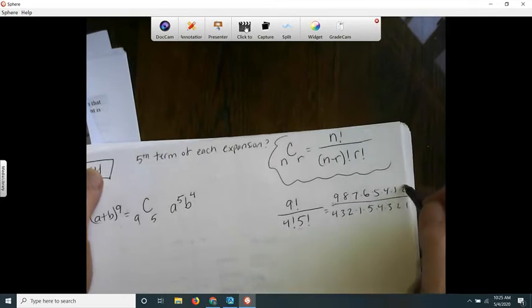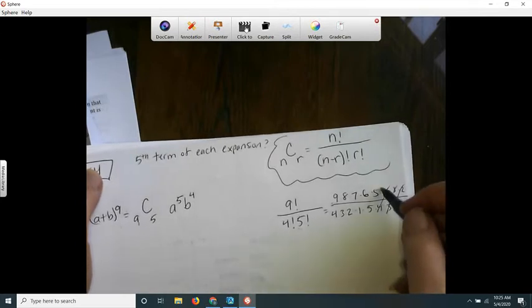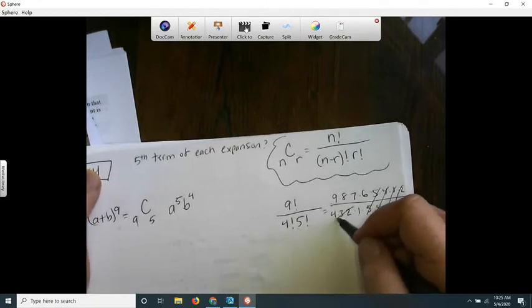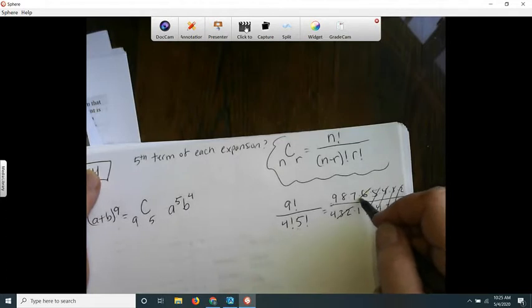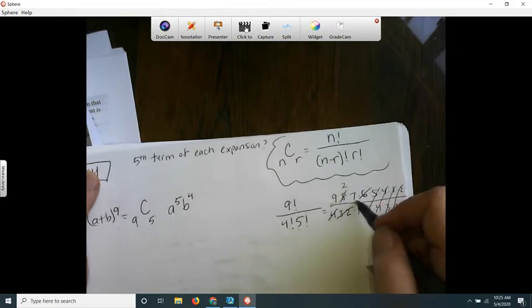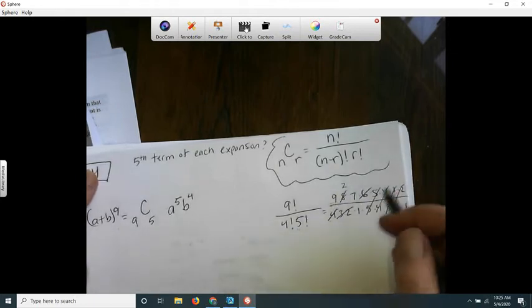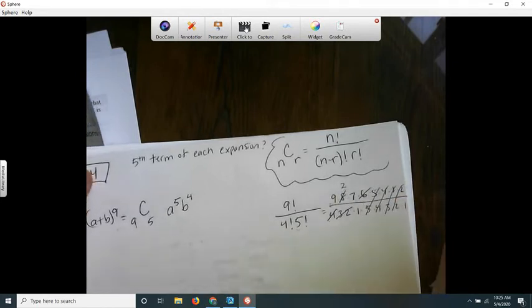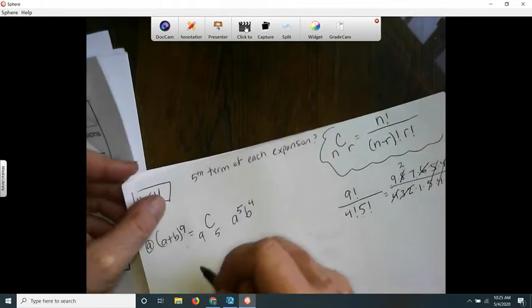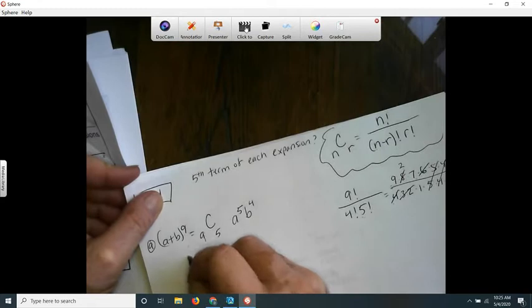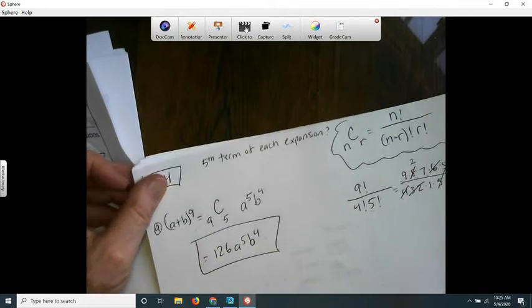The 1's canceled out, the 2's, the 3's, the 4's, the 5's. This 3 times 2 and this 6 can cancel out. This 4 and this 8, 4 times 2 is 8. 9 times 7 is 63, and 63 times 2 is 126. So that's the fifth term right there.